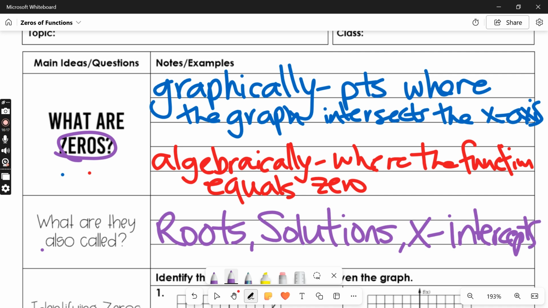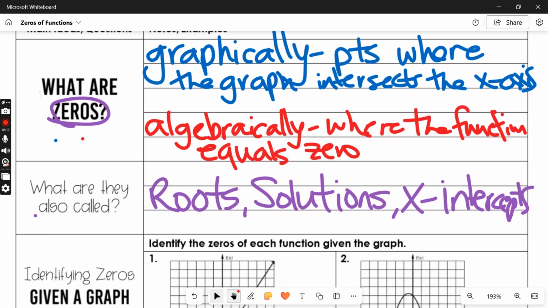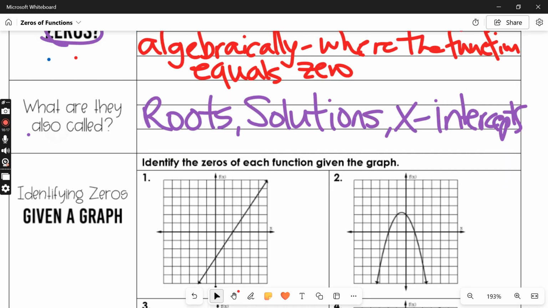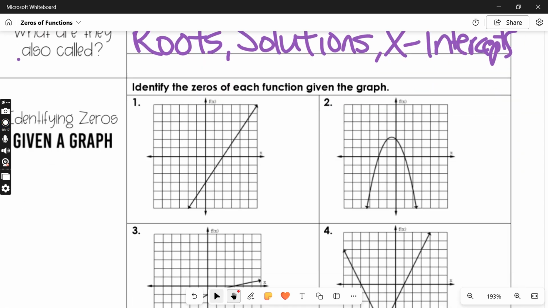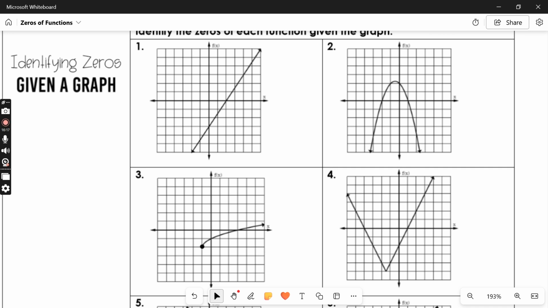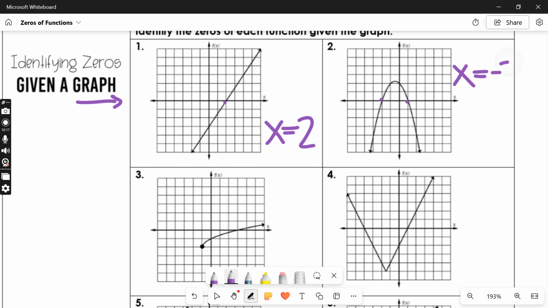All right, so identify the zeros of each function given the graph. What we want to do is look at the graph and find where it crosses the x-axis. Our x-axis is the horizontal one, so we're looking right here. So we would say x equals 2. That's it. On number 2, it crosses the x-axis here and here. So we would say x equals -2, x equals 1.